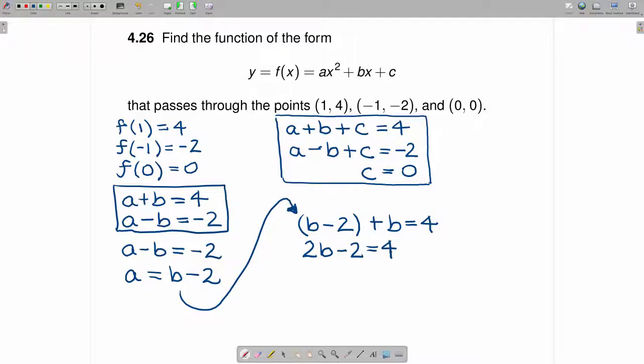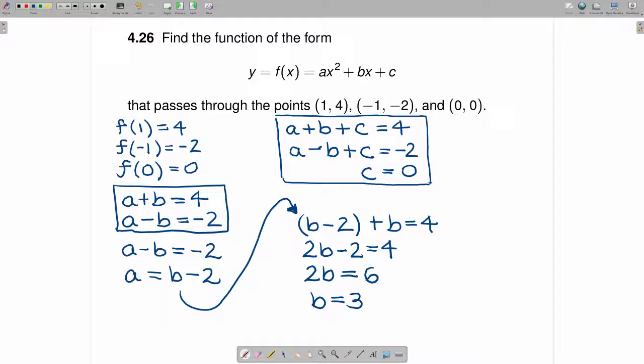Next step is to add 2 to both sides of that equation. When you add 2 to the left-hand side, you get 2b. When you add 2 to the right-hand side, you get 6. And finally, the last step to solve this equation is to divide both sides by 2. When you divide the left-hand side by 2, you get b. When you divide the right-hand side by 2, you get 3.